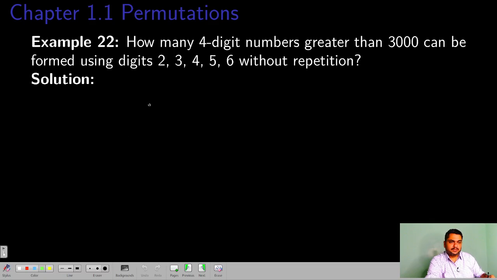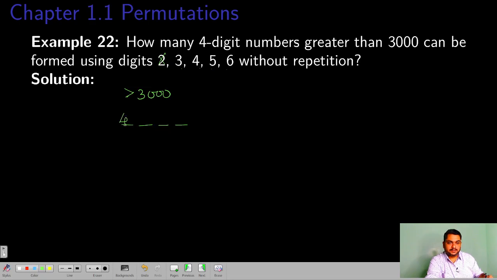Next, how many 4-digit numbers greater than 3000 can be formed using the digits 2, 3, 4, 5, 6? So the number should be greater than 3000. That is a restriction. The digits given are 2, 3, 4, 5, 6, and you have to form a 4-digit number. Greater than 3000 means you cannot place 2, right? If you place 2, it starts with 2, which means it is less than 3000. So let us say I will place 3, 4, 5 or 6 here.